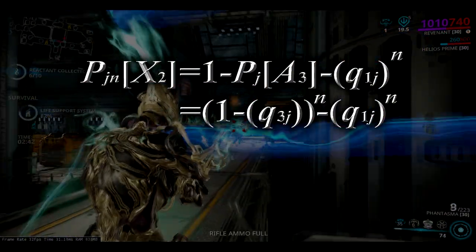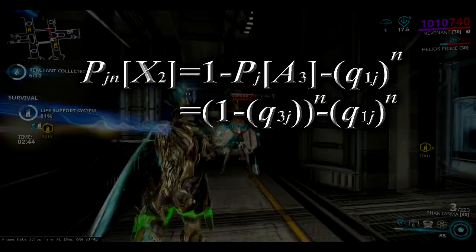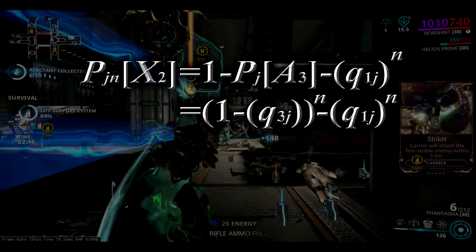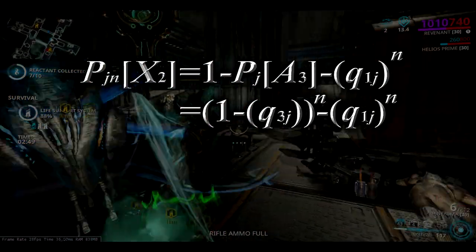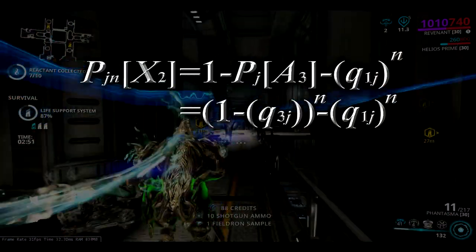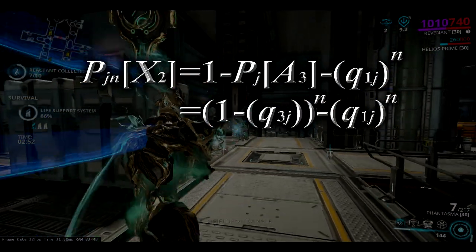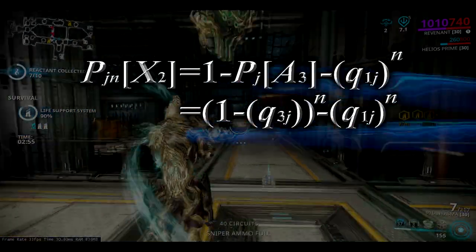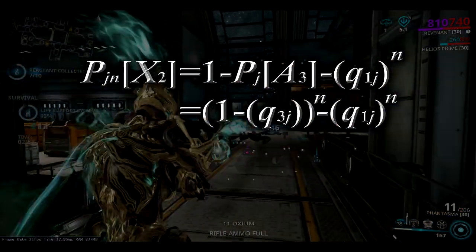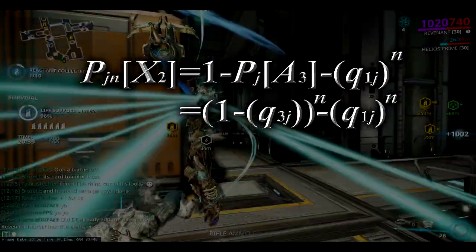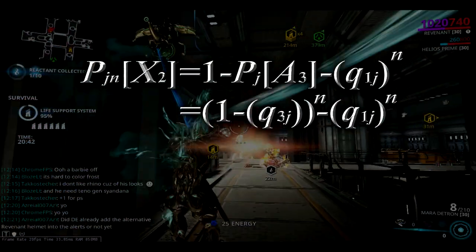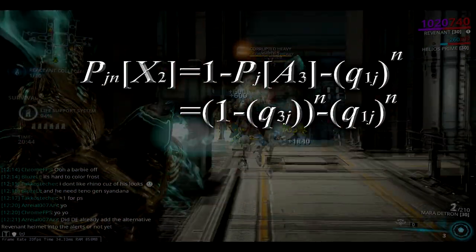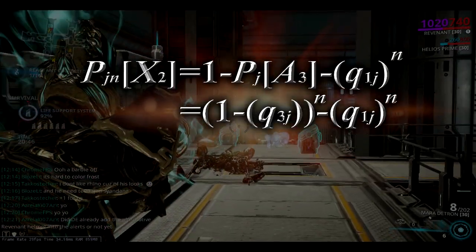But this is just as we have seen previously with the complement and such. This is 1 minus q3j all to the n. If you substitute for p of a3, you get some nice cancellations there, and you end up with 1 minus p3j all to the n. And from that you take away q1j to the n.